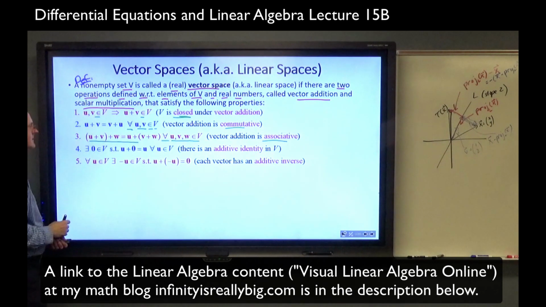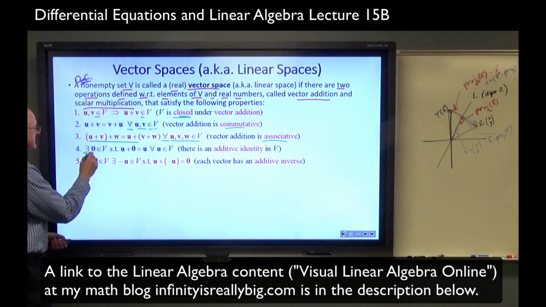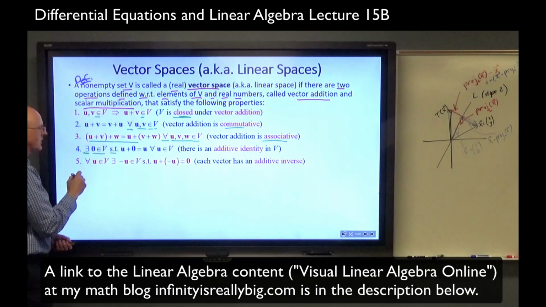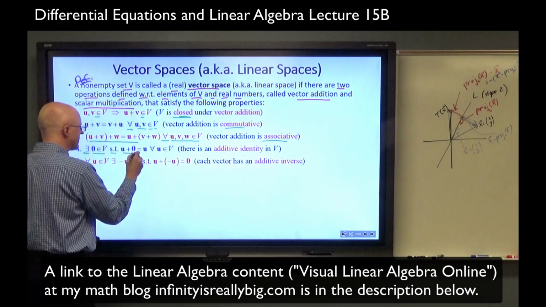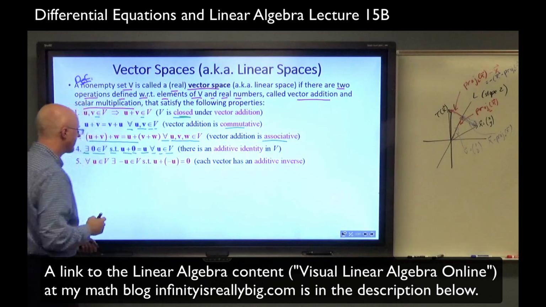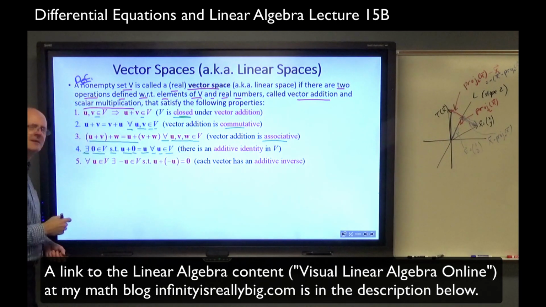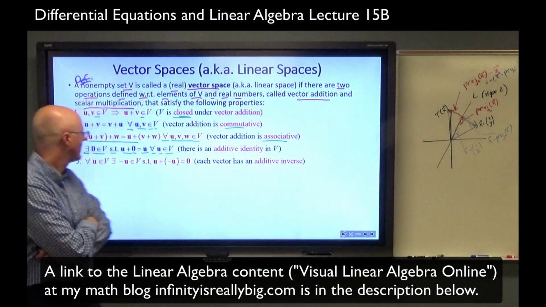Fourth property. Might seem like it doesn't need stating. And hey, I'm using a backwards E. There exists, the existential quantifier. There exists 0 in V such that (ST is shorthand for "such that") U plus 0 equals U for all U in V. What in the world? What's that about?